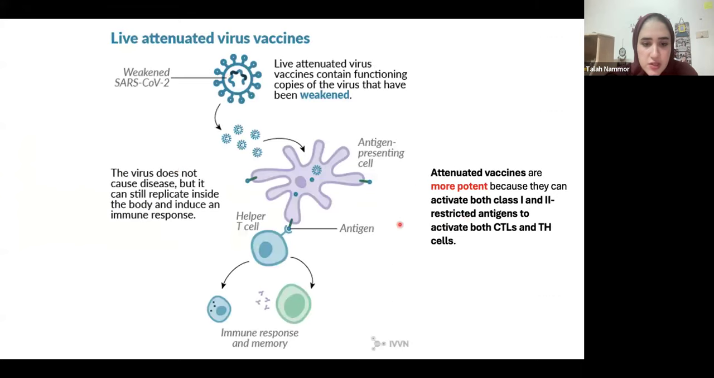So I wanted to show you that live attenuated vaccines are more potent and better. Why? Because they activate both the B cell and the T cell, and they activate both cytotoxic T cells and T helper cells.